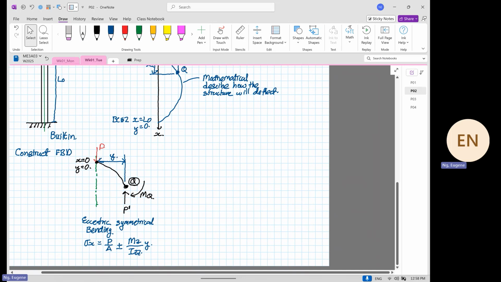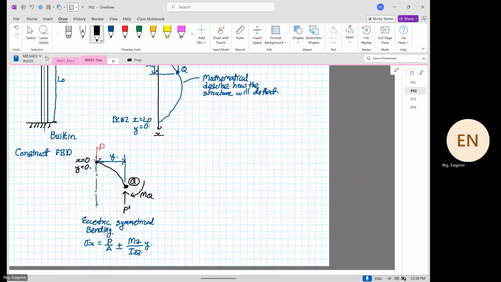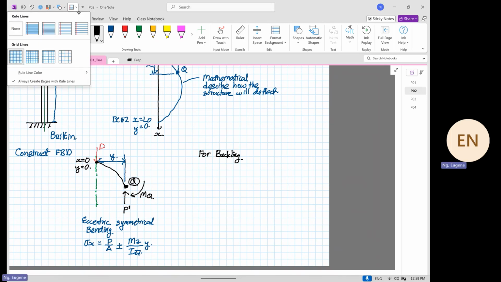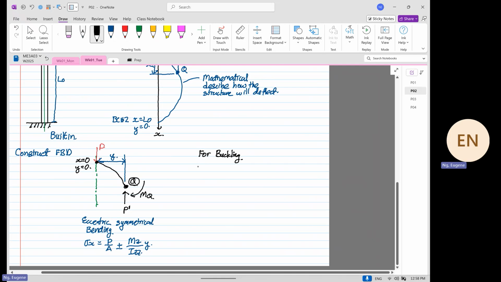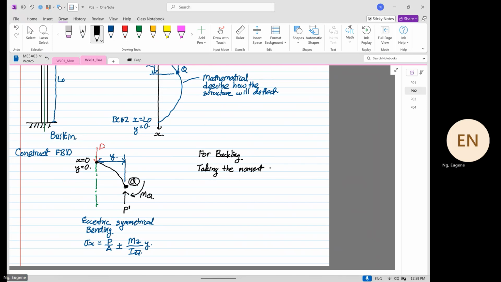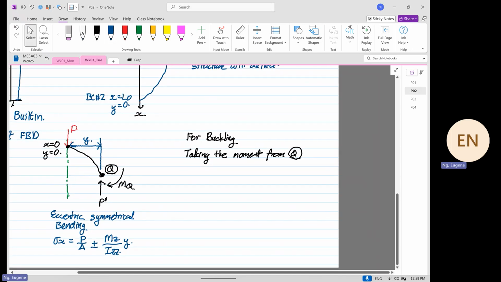Right. So what we're going to do now is slightly different. So for buckling, okay, for buckling, we are going to take the moment. I don't think I need to draw anymore. So we're going to take the moment from where? From point Q.